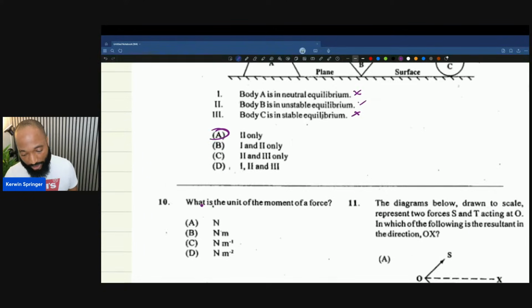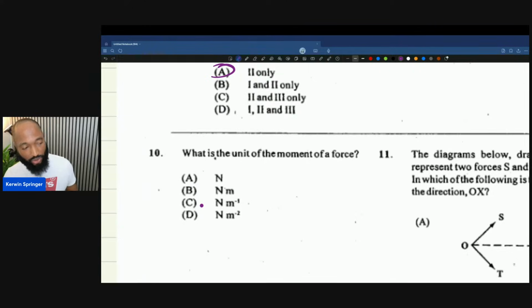Number 10, what is the unit of moment of a force? Moment of a force class.